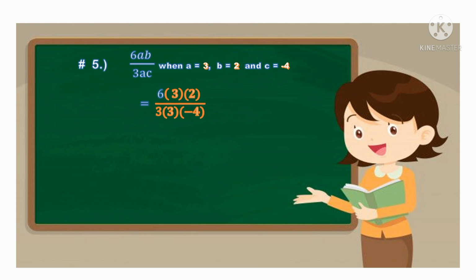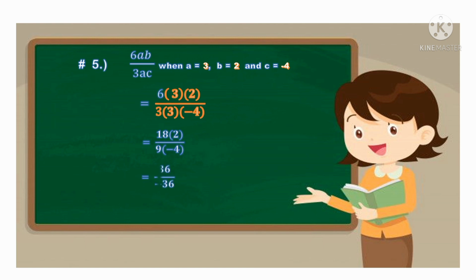So the value of our a is 3, the value of our b is 2, over 3 times the value of our a, which is 3, and the value of our c is negative 4. Then simplify. By multiplying, 6 times 3 becomes 18, because they are in the same sign, times positive 2, over 3 times 3 becomes positive 9 and the remaining negative 4.